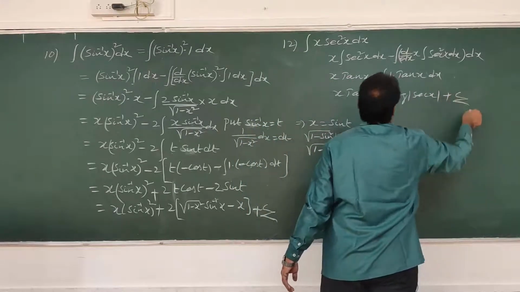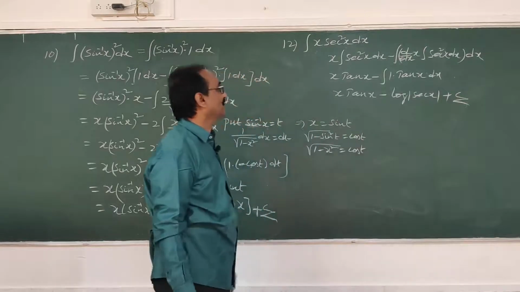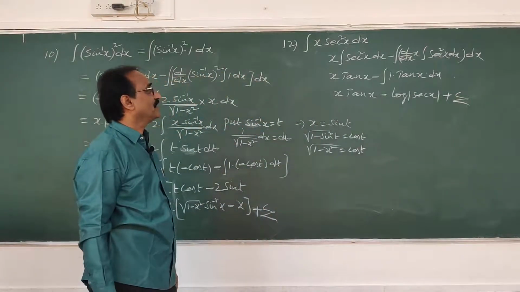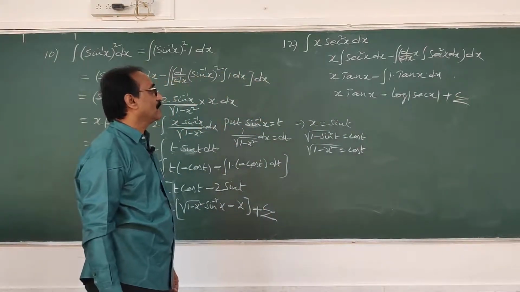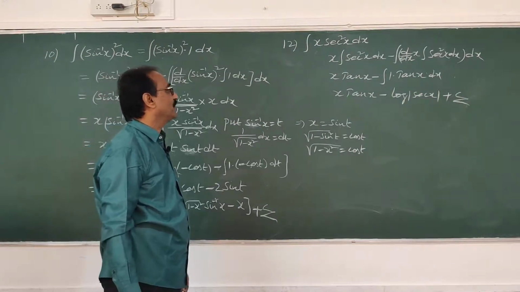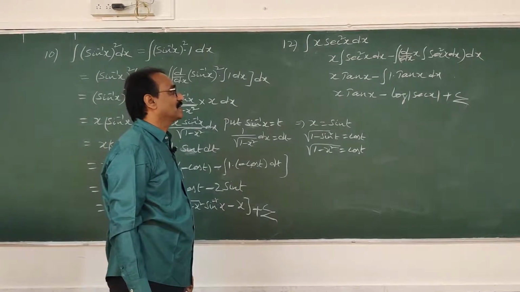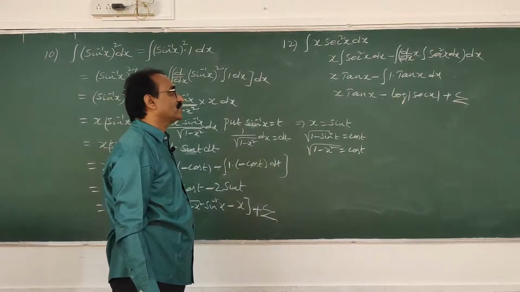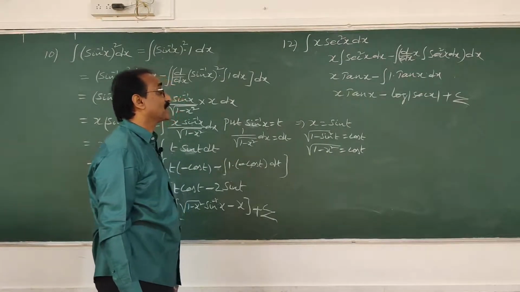Very simple. See, x secant square x means very simple. Once again, first function into integral of second function minus derivative of first function into integral of second function. So x into integral of secant square x, tan x, minus integral derivative of x with respect to x, 1, integral of tan x dx.